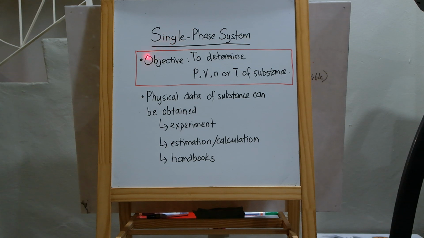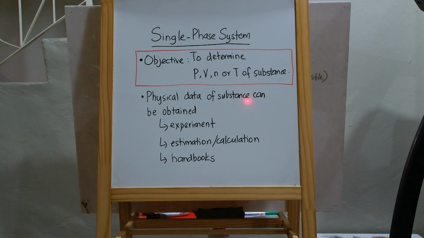Right. The purpose of this chapter is to determine P, V, and or T of a substance when you are given some information. So you have to determine the pressure, the volume, number of moles, and T of a substance using the information given. So this is what we are going to look at for this chapter.